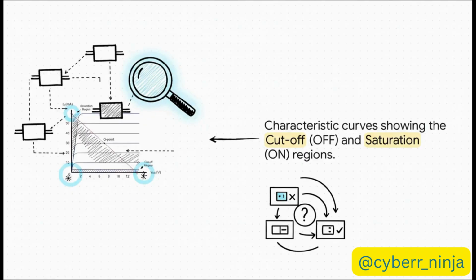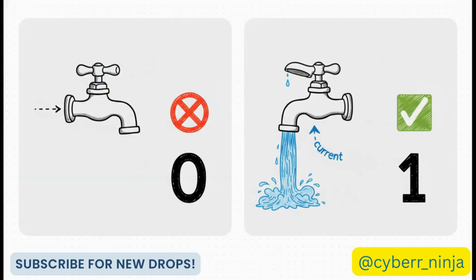Don't worry, it looks more complicated than it is. It's just a map of how the transistor behaves. And for what we're doing now, making a switch, we only care about two specific spots on this map, that area at the bottom called the cutoff region, and the area way on the left called saturation. So these two regions, cutoff and saturation, are our on and off states.